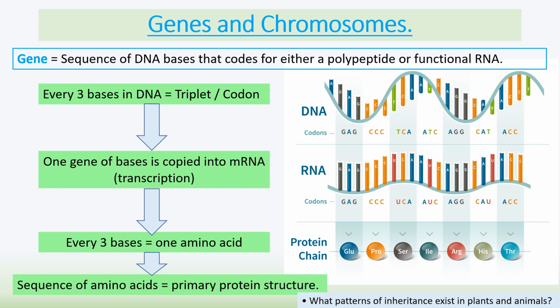So what we're going to be looking at is genetics, obviously, and the basis of how genetics work. So to remind you, a gene is a sequence of DNA bases that codes for either a polypeptide or a functional RNA. Every 3 bases in DNA is called a codon. It gets converted in transcription to messenger RNA. Every 3 bases codes for one amino acid, which makes up the primary protein structure. So hence a different allele can result in different proteins, which results in different phenotypes.